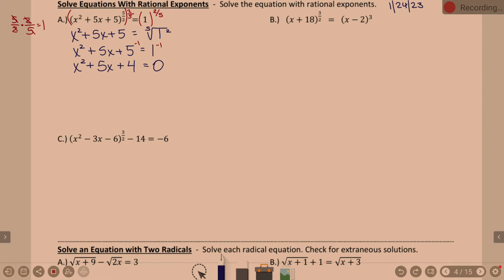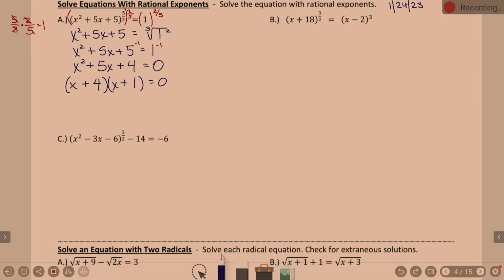After you get a quadratic equal to 0, what do we want to do? Factor. We did this yesterday, didn't we? Okay. We did parts of this yesterday. So we're factoring into 2 parentheses. X squared is going to break into x and x. What do I need my numbers to multiply to be? 4 and add to be 5. What's going to multiply to be 4, add to be 5? 4 and 1. X plus 4, x plus 1.